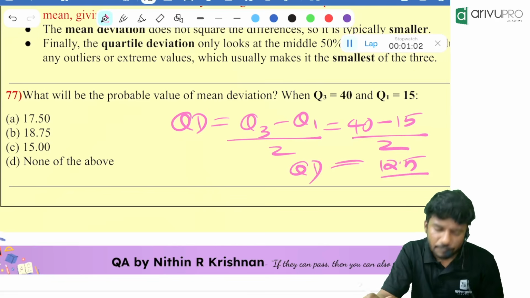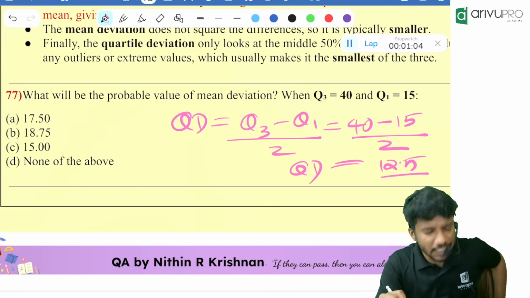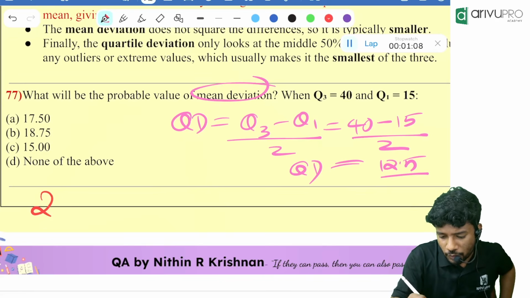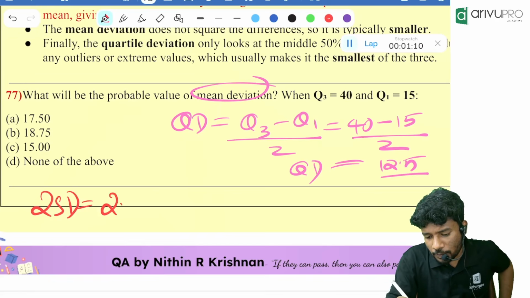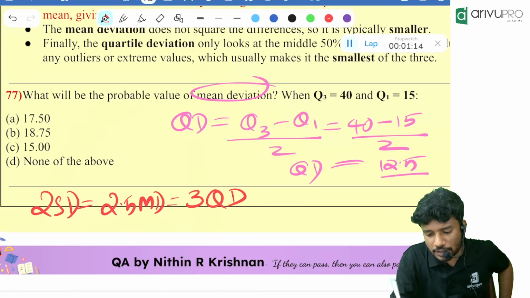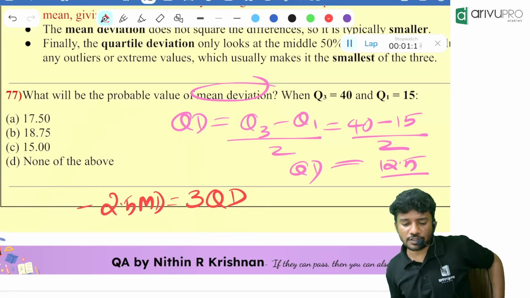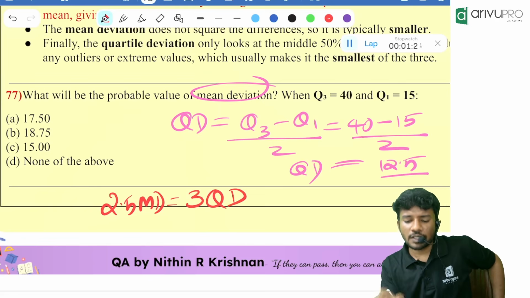That is QD. What are they asking us? They are asking us mean deviation. What is the formula we know? 2SD is equal to 2.5 MD is equal to 3 QD. We only require the second two terms: 2.5 MD is equal to 3 QD.